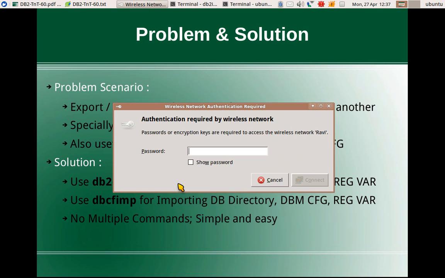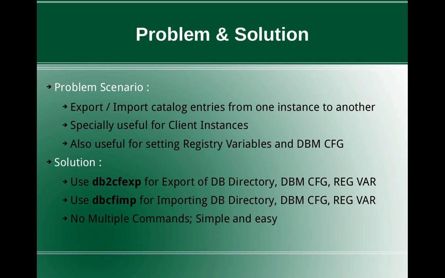So the simple solution is to use the utility db2cfexp for export of DB directories, like the catalog entries, DBM CFG and registry variables also. It is not just restricted to catalog entries; it is also useful for exporting and importing DBM CFG values and registry variables as well, and a lot of other settings also. Please refer to the Knowledge Center for that.